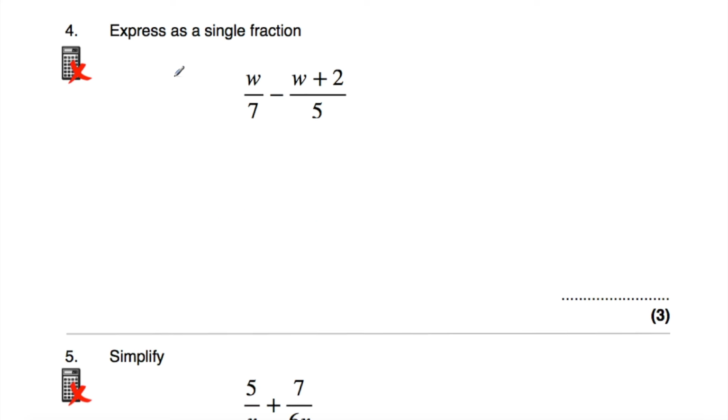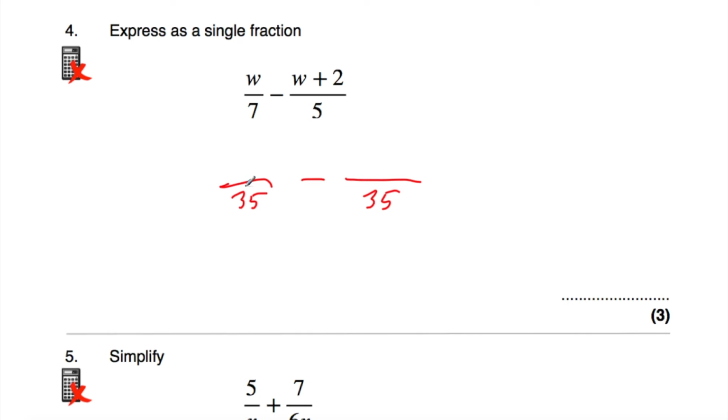So question number 4 says, express as a single fraction, w over 7 subtract w plus 2 over 5. So here we've got two fractions and they've got different denominators. So let's make them have the same denominator. And I think a good choice of a common denominator here would be 35. So we're going to have something over 35 subtract something over 35.